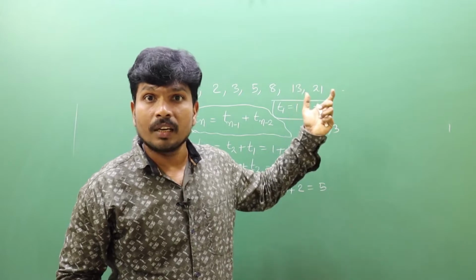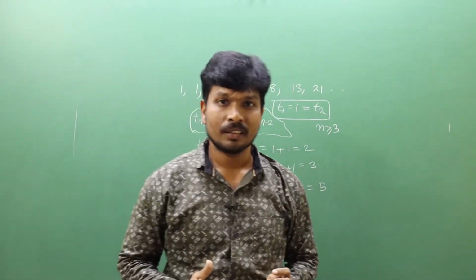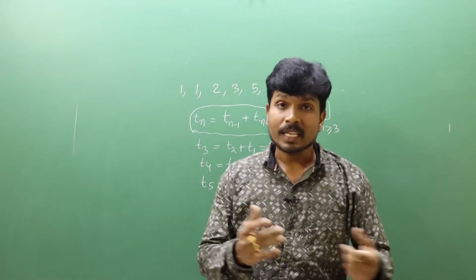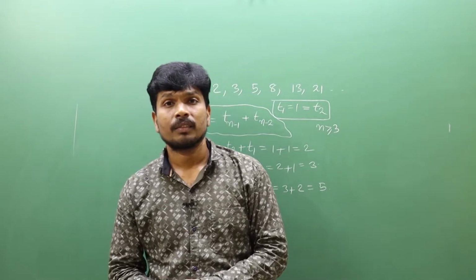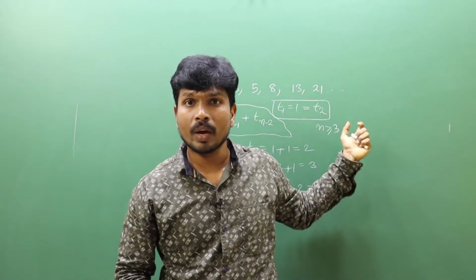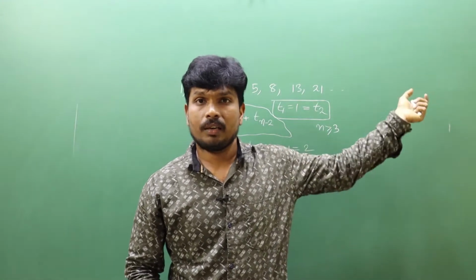A sequence is a function whose domain is natural numbers. What is meant by a function? A function is nothing but a machine, one expression. x square is one function. Suppose for x you give 1, the output is 1 square, 1. Give 2, you get 2 square, 4. Give 3, you get 3 square, 9.